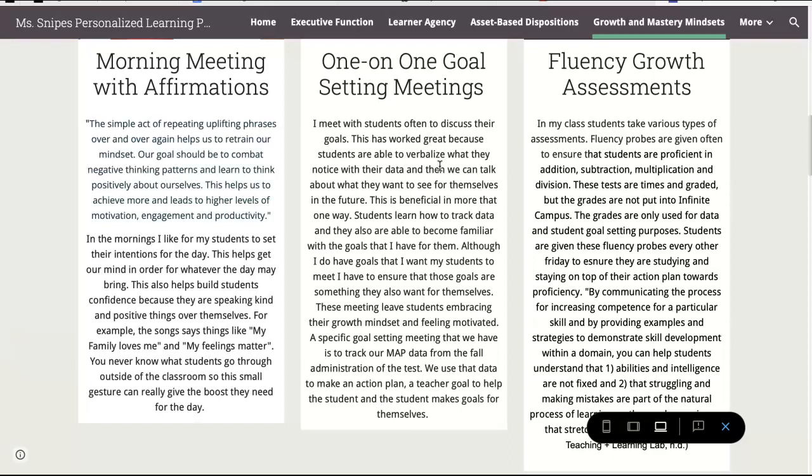Not only am I just telling you what I notice from your data, but what do you see as well? Are you growing? Are we staying the same? And then what strategies can we put in place to continue to see that growth?